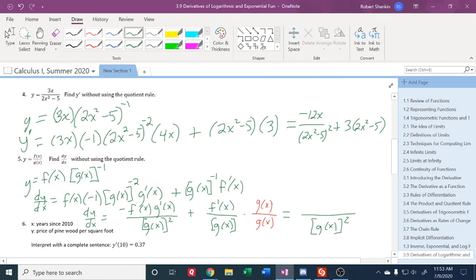And let's rewrite this. And notice, we'll put this one first, and it's really bottom times the derivative of the top, minus top times the derivative of the bottom, all over the bottom squared. And now we see where the quotient rule came from.